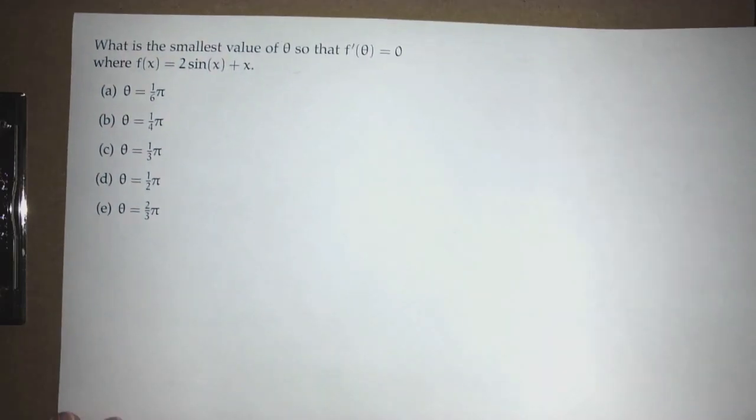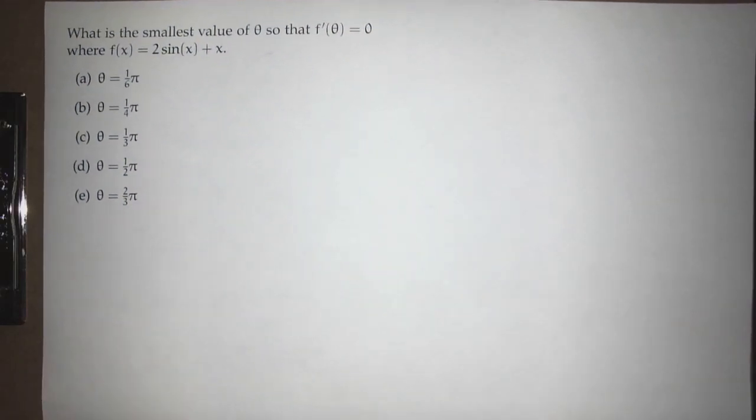All right, a minute left. Can you get this one? What is the smallest value of theta so that f prime of theta is 0, where f of x is the function 2 sine of x plus x? Take the derivative of that function, set it equal to 0. When is the first time that you get 0? And by the way, f prime of theta equals 0, what does that tell you about your tangent line? If your derivative is 0, your tangent line is doing what? It's going flat. It's not going up, not going down. It's level. 0. So our options are pi over 6, pi over 4, pi over 3, pi over 2, and 2 pi over 3.